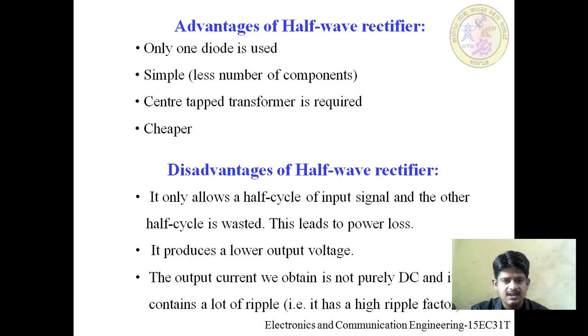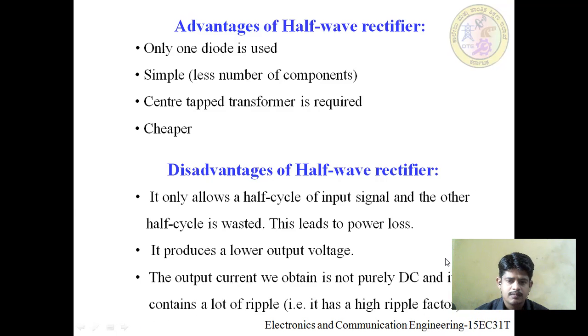You can understand that since half wave is dealing with only half of the input signal, it is not utilizing the other half of the input signal. So directly we are wasting 50% of the input signal. So this leads to a power loss. It produces a lower output voltage, obviously, because out of the two half cycles of AC input, positive and negative, we are taking only the positive. That means obviously we are going to have a lower output voltage. So this is one more disadvantage.